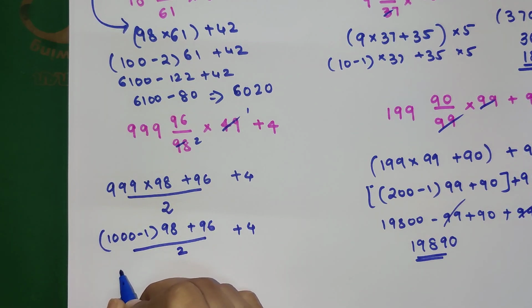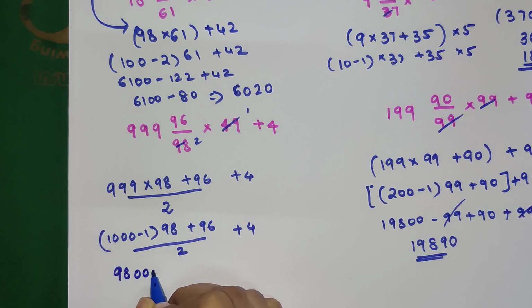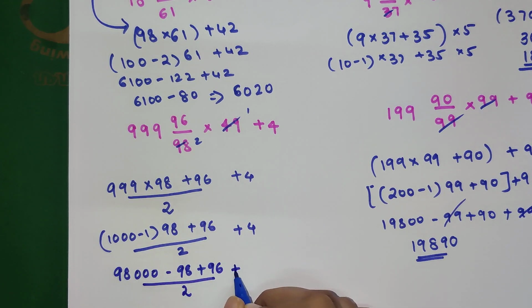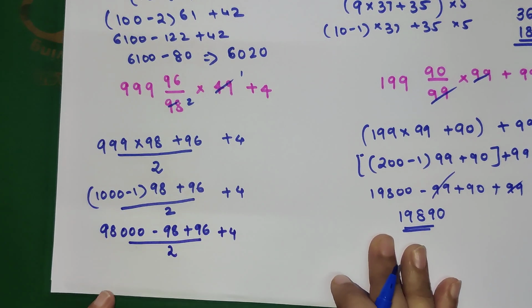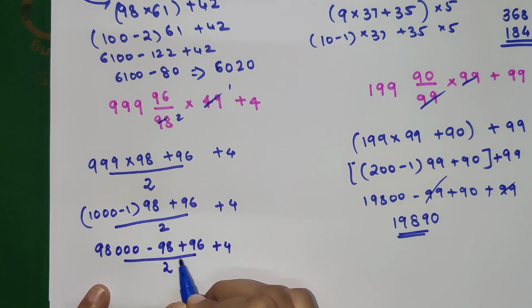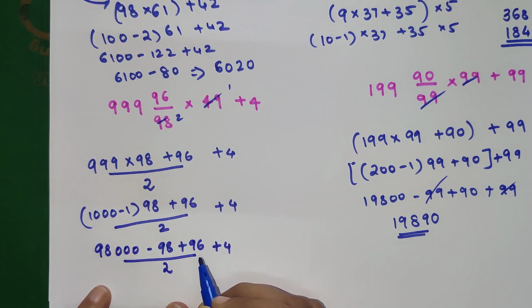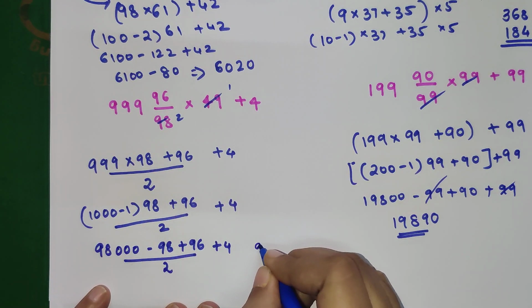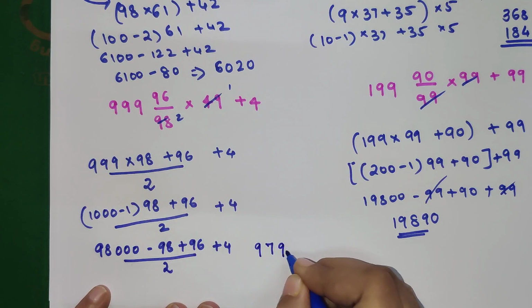Okay, so you have 98,000 minus 98 plus 96. Okay, this is still divided by 2 plus 4. Okay, so now what you get over here is 98,000 minus 2. Okay, so that will get you 97,998.